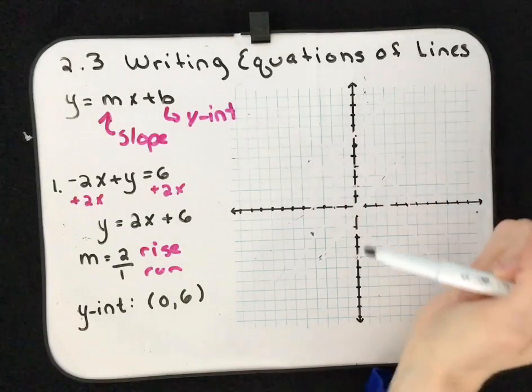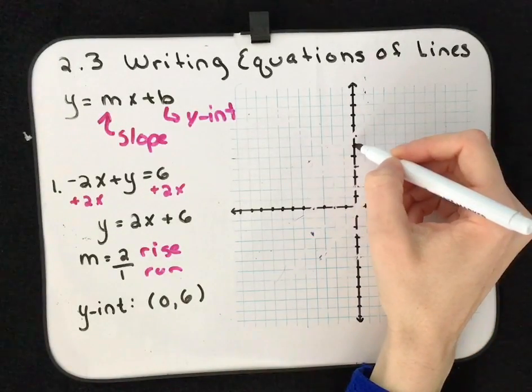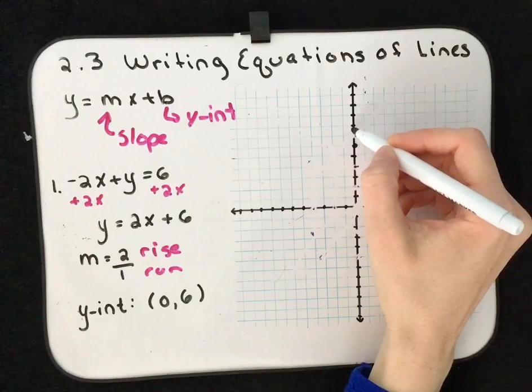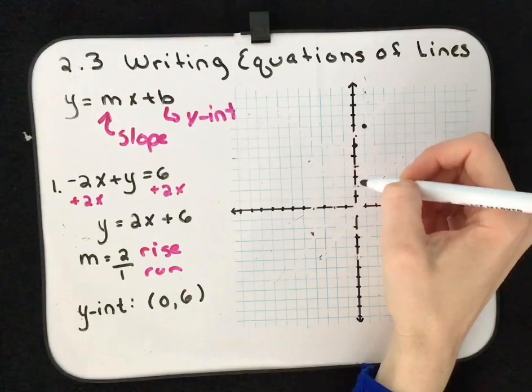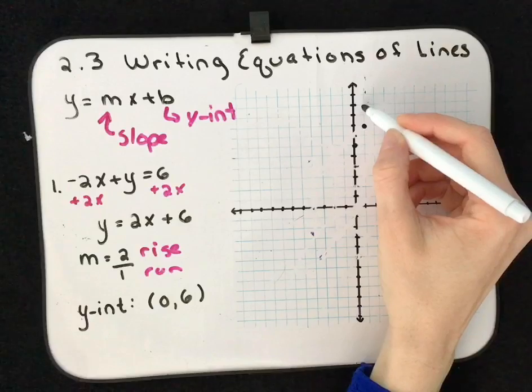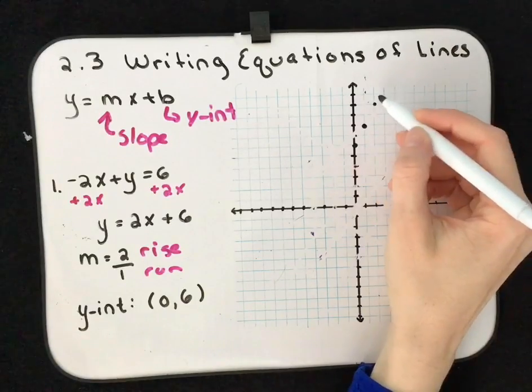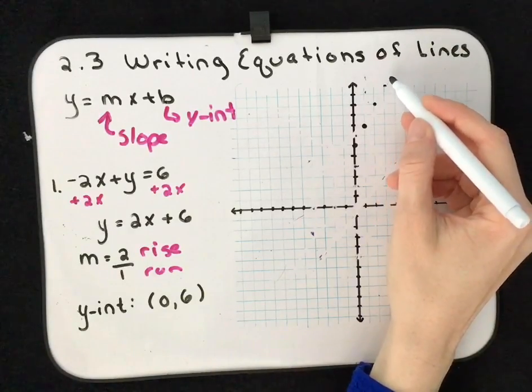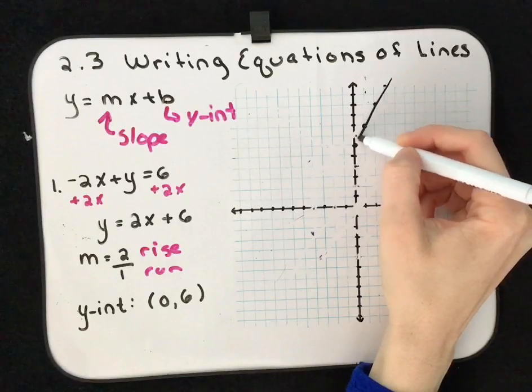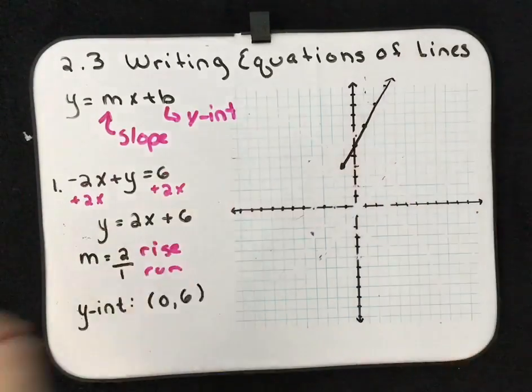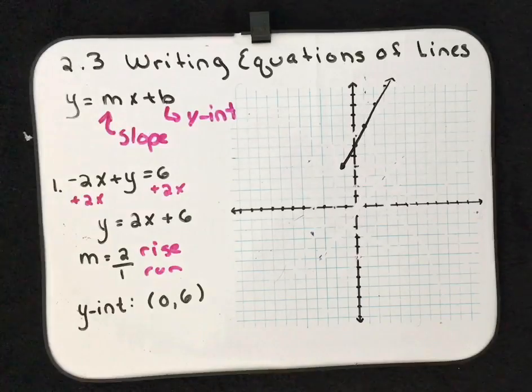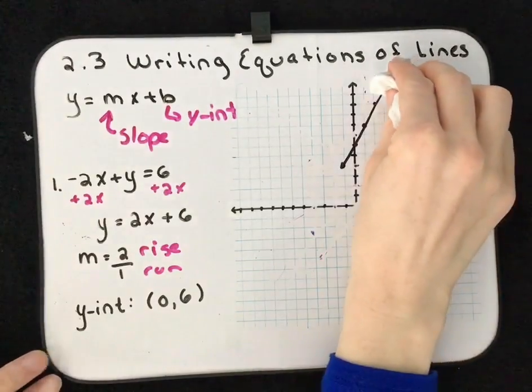Then we use our slope to get to the next point. So from here, our rise is 2, so we go up 2, and we always run to the right, so over 1. Up 2, over 1. Up 2, over 1. Connecting our dots will give us the graph of our line. Let's try again.